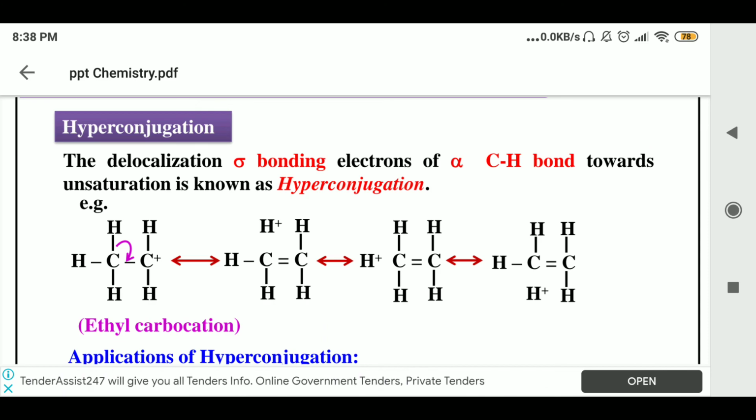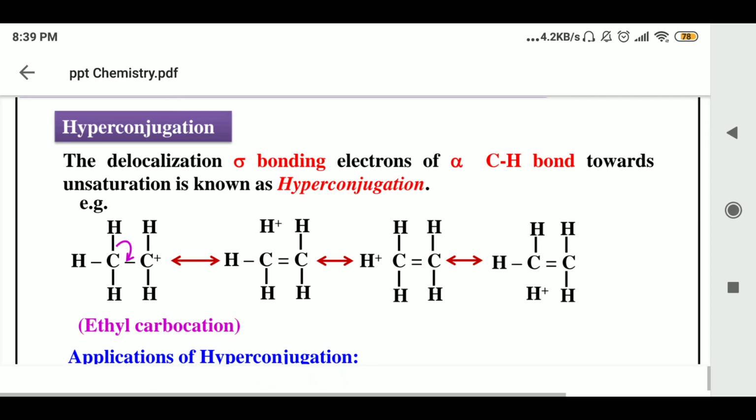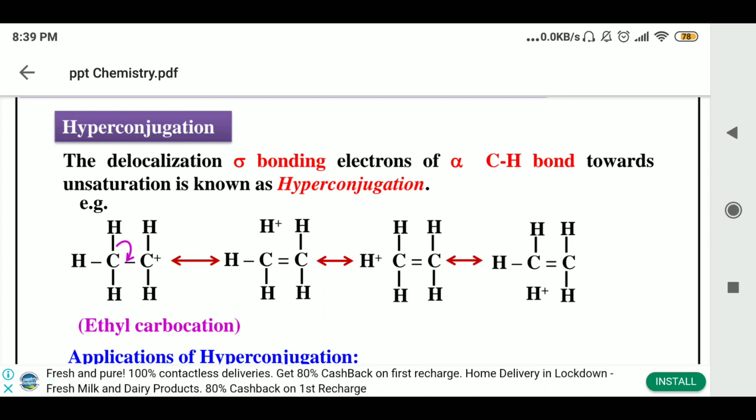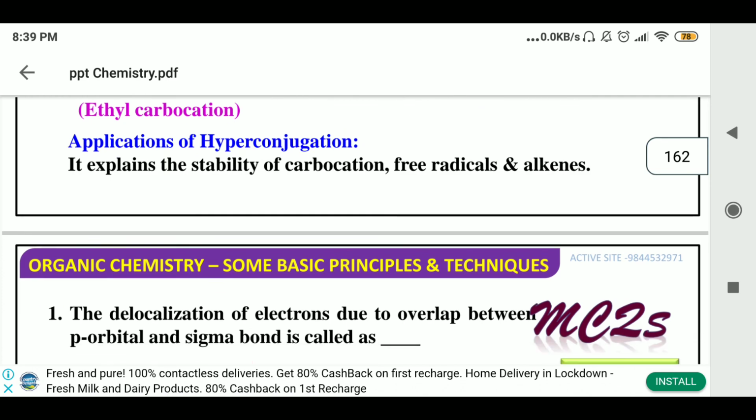Organic chemistry is concept based, and here we transfer electrons, and there is a shift of bond also. Here you can see what happened: the leaving group is the H plus ion and the bond gets shifted, resulting in the formation of a double bond, and the positive charge over the carbon has been diminished, because the octet of both carbons gets completed with the formation of the double bond. So this is the application of hyperconjugation.